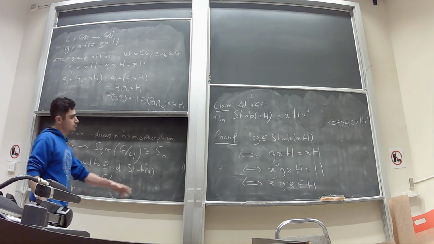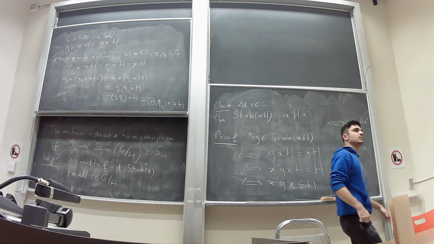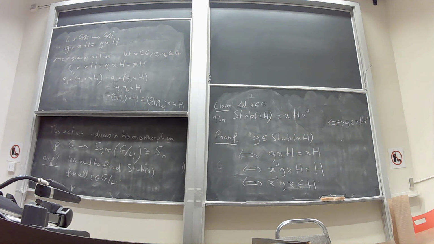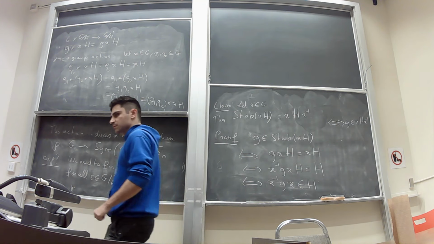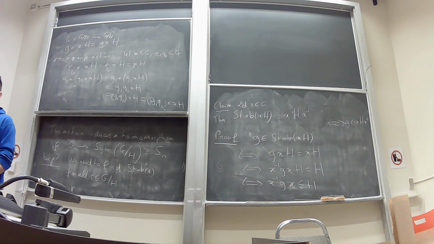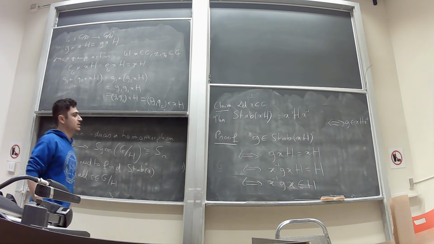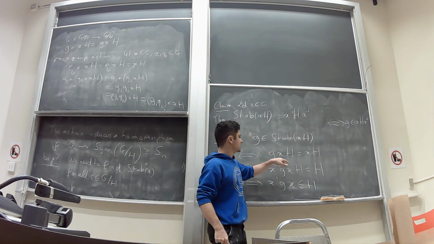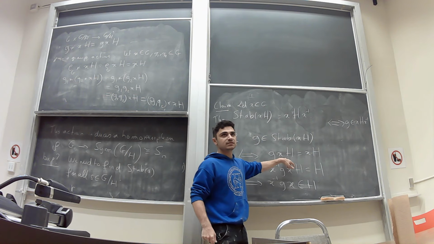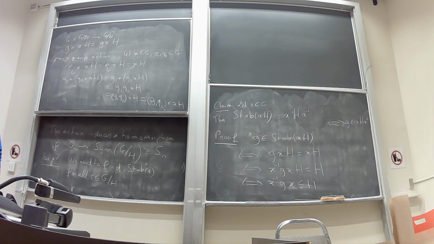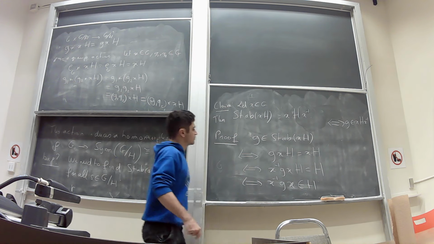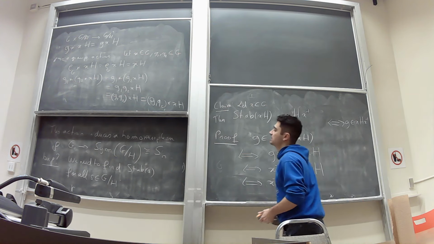Agree? You just have to be comfortable with the definition of a stabilizer and the definition of the action. And in this case, you just have to be comfortable with cosets. So basically, g stabilizes xH when g doesn't change xH. Right? This is the stabilizer. Okay. Therefore, what is the kernel of rho?